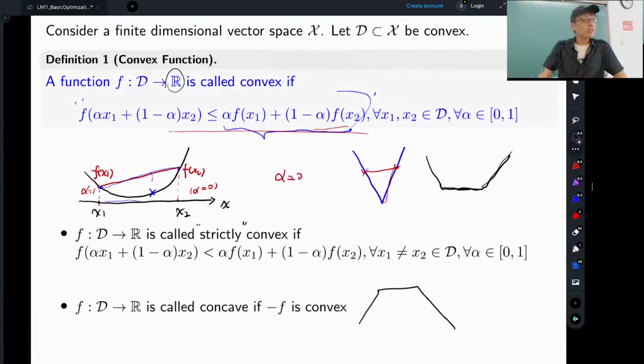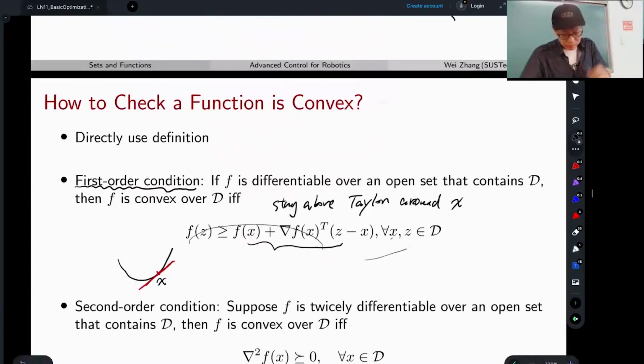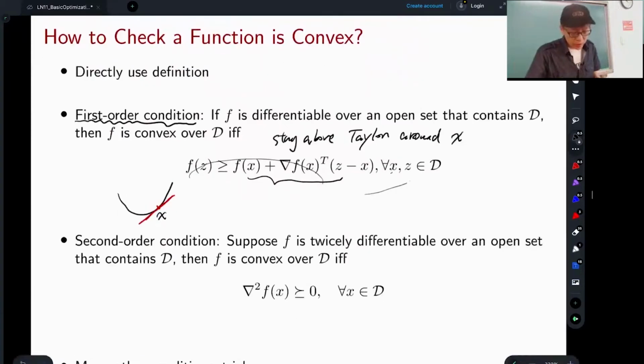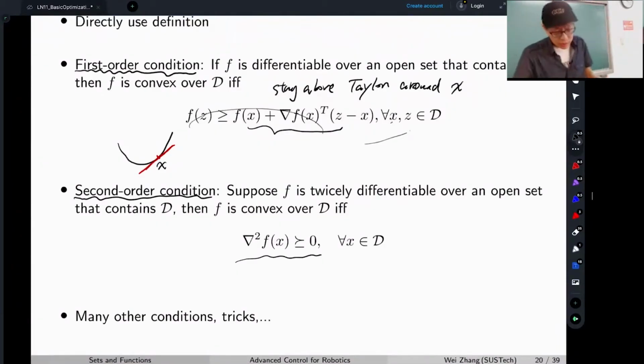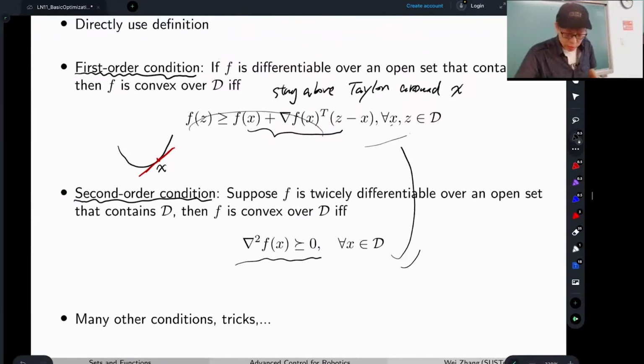The proof will be about 15 lines. Maybe that's pretty long, I don't think it's trivial. But I wanted you to remember these, the first order condition. And let me finish this one. I also have a second order condition, which is that the Hessian is positive semi-definite. And these can be easily used to prove that.